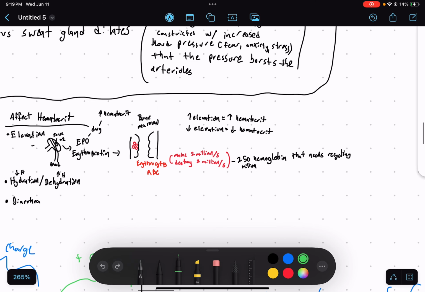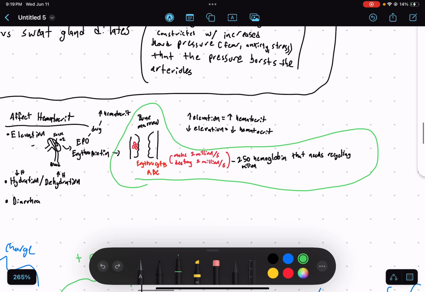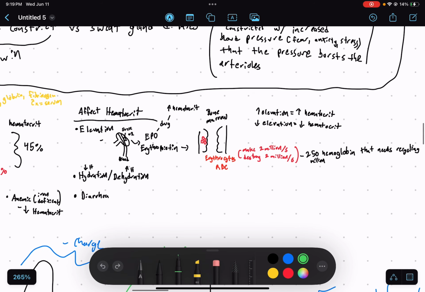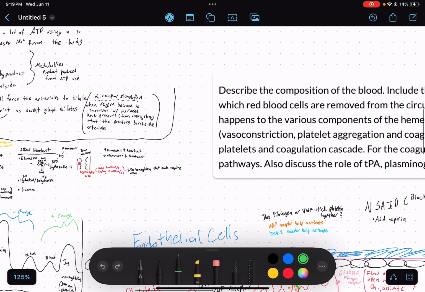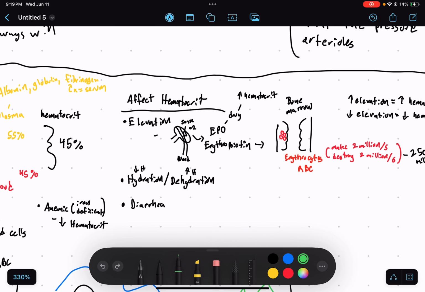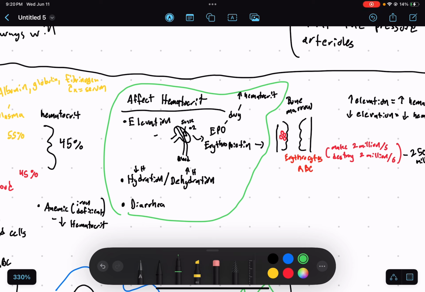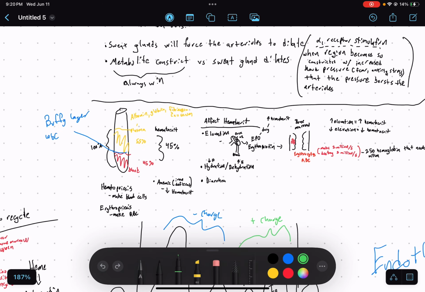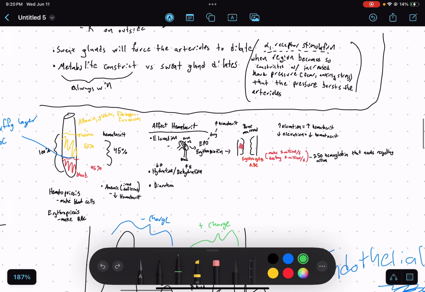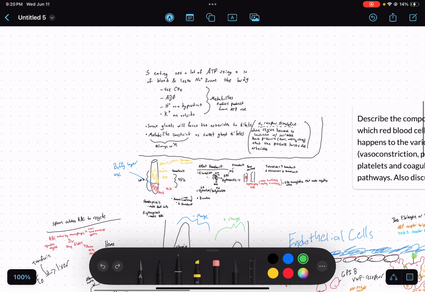How they're made is through erythropoiesis in the bone marrow, and erythropoiesis is stimulated by EPO. And then it didn't ask about hematocrit, but I like to talk about it just because I work at a plasma center. So hematocrit increases whenever you increase in elevation or dehydration, and then it decreases whenever you're hydrated, because hematocrit is your RBC level percentage compared to your plasma.